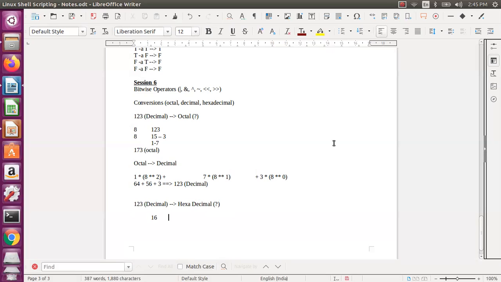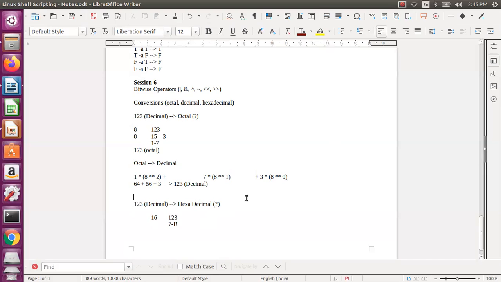So I take this one, and 16 times 5, 16 times 6 is 96, 16 times 7 is 112. So 16 times 7 is 112, and 11. 11 means B.